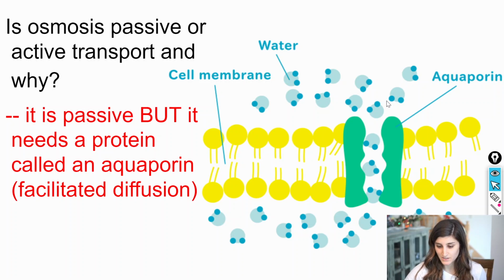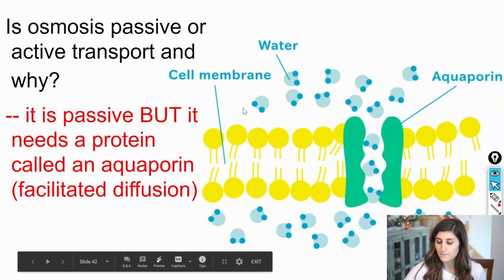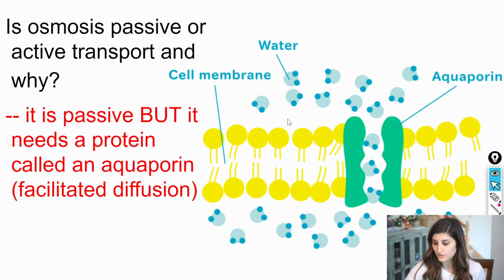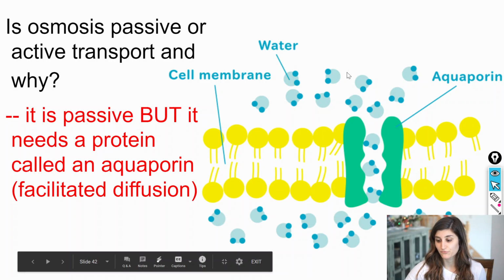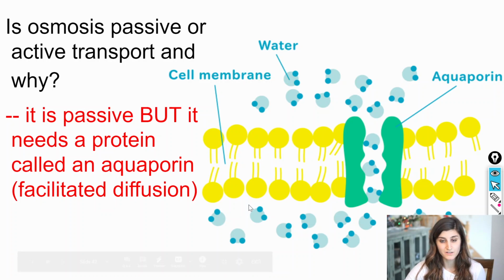And so we can see that, yeah, it is passive because it moves from high to low, but you have to remember that water is a polar molecule. And so, yeah, it could move through the cell membrane. It could move by itself, but it's just really slow to move through the membrane. So we have these aquaporins that are protein channels that allow the water to move in and out of the cell very quickly. So this is really an example of facilitated diffusion.